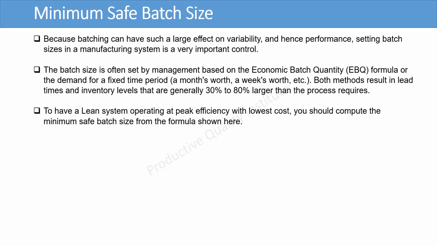In order to have a lean system operating at peak efficiency with lowest cost, you should compute the minimum safe batch size from the formula shown here.